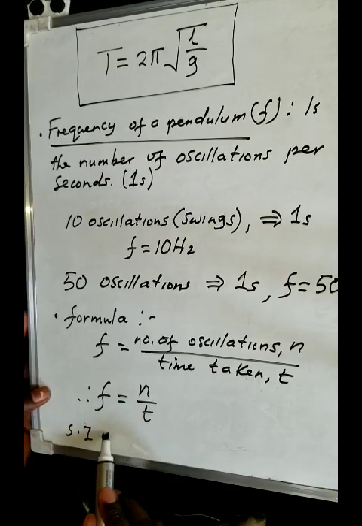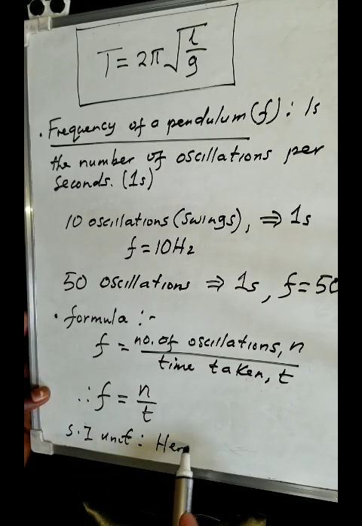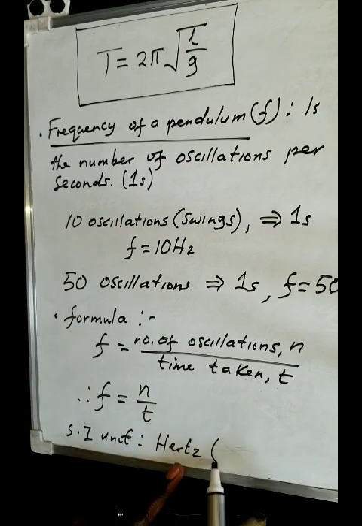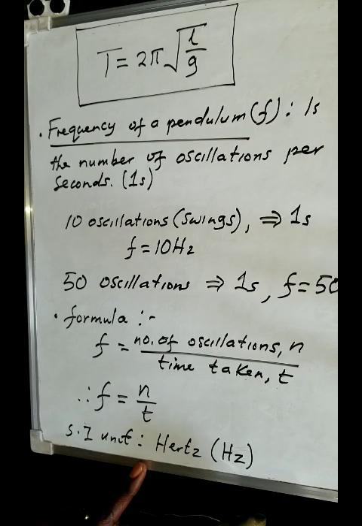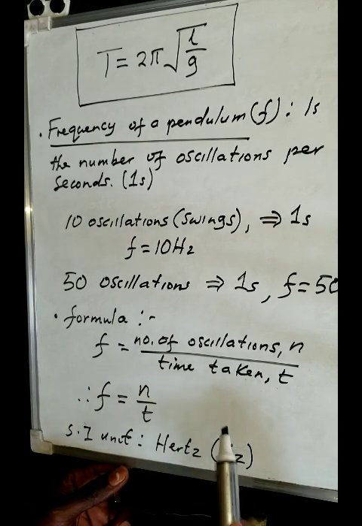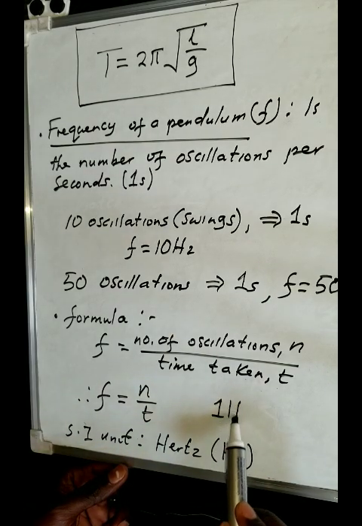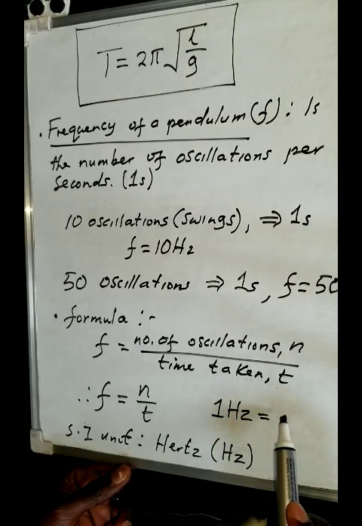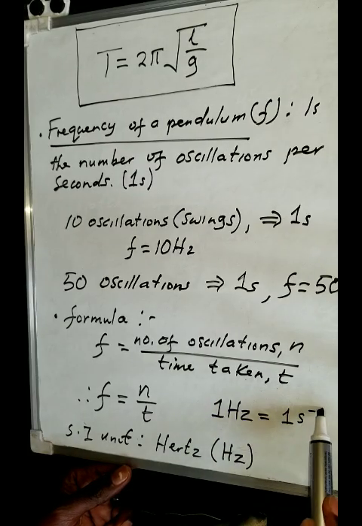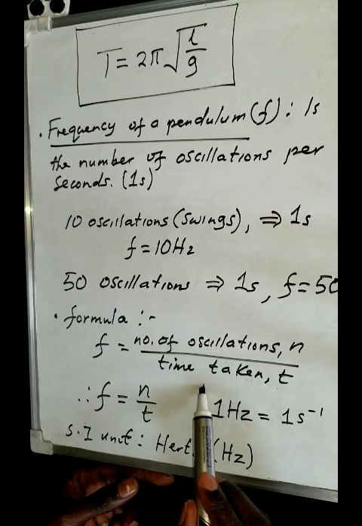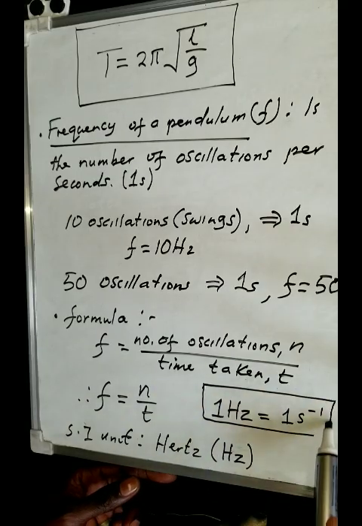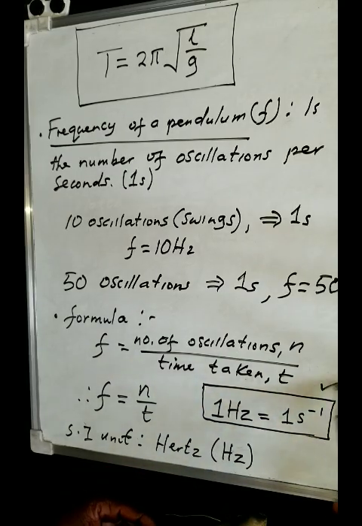The SI unit that you need to remember is Hz, which is represented by capital letter H and small letter z. So that is what we mean by Hz. But you need to remember that 1 Hz is equal to 1 per second. So 1 Hz is equal to 1 per second. That is what we mean. So Hz and per second are just the same. That is what you need to remember.